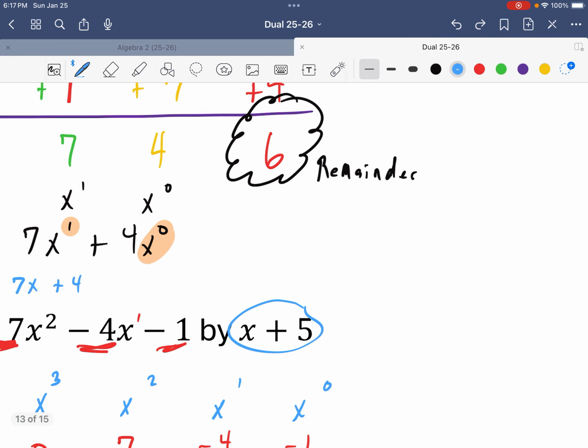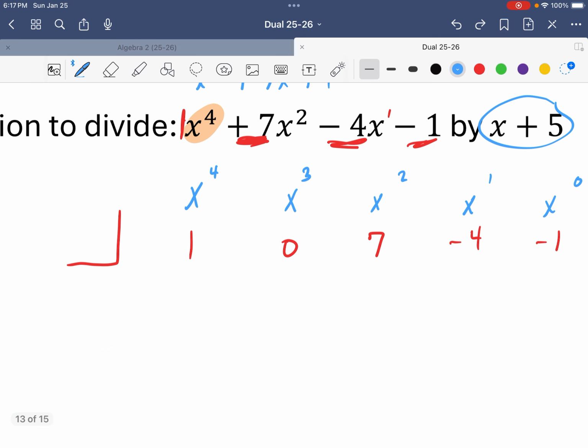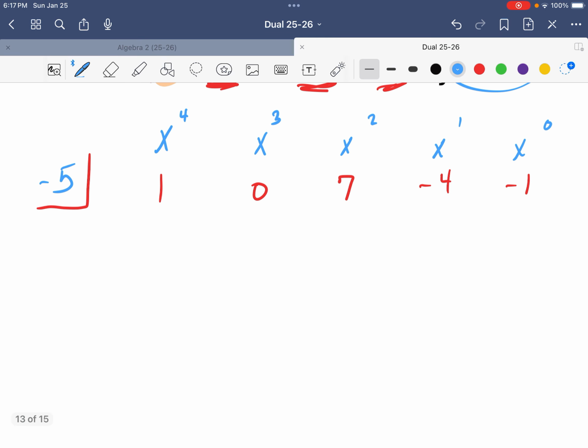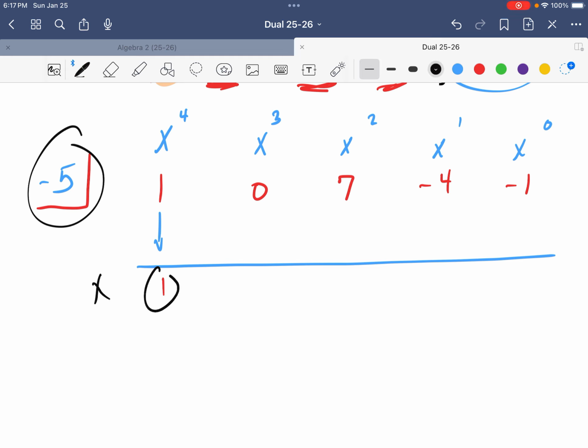Okay? So that positive 5 is going to change to a negative 5. And then we're going to do the process of synthetic division. You're going to bring down the first number, make a line, and start your working. Just bring down the 1, and then negative 5 times 1. Negative 5 times 1 is negative 5.